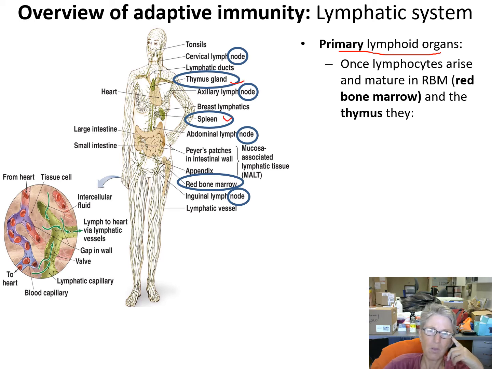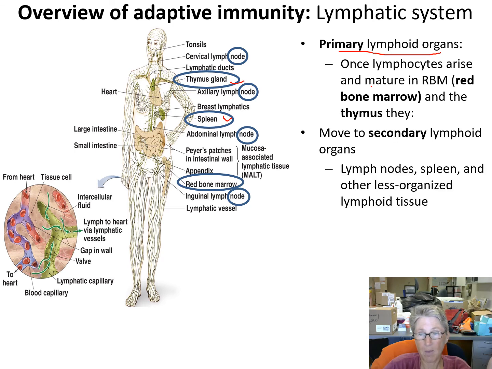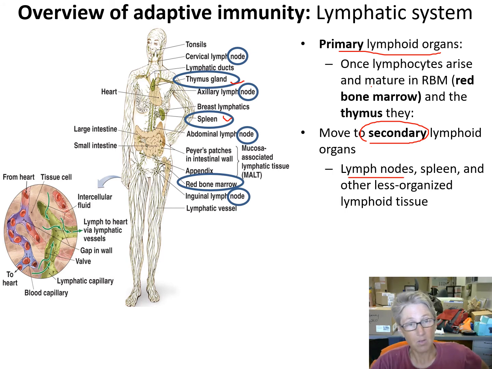Okay, primary lymphoid organs are here: the thymus gland, the spleen, red bone marrow. But once lymphocytes arise in the red bone marrow, then B cells stay in the red bone marrow and mature. T cells go to the thymus and they mature there. T cells mature in the thymus. And then from the bone marrow and the thymus, they go to these secondary lymphoid organs like the lymph nodes. And then they stay there. Then you just have a bunch of B cells and T cells in your lymph nodes, ready to do battle.